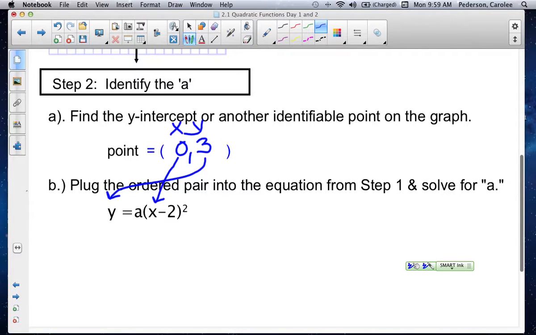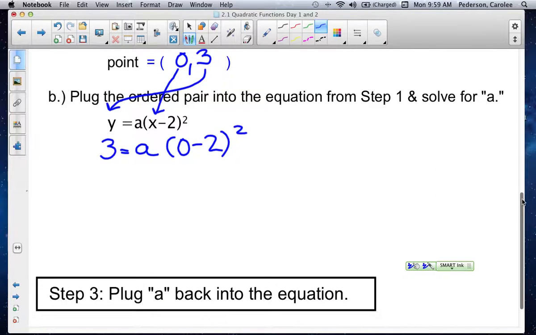All right, so now let's substitute the x and the y in. The y value is 3. The a is what we're going to be solving for, that's our unknown. Our x value is 0, and then minus 2 squared. So what do we do next to solve this for a? Think about our order of operations.